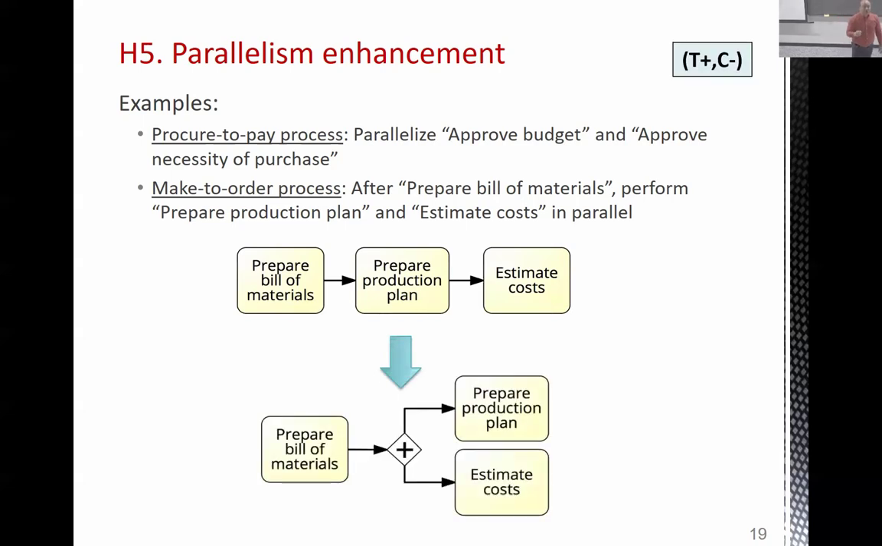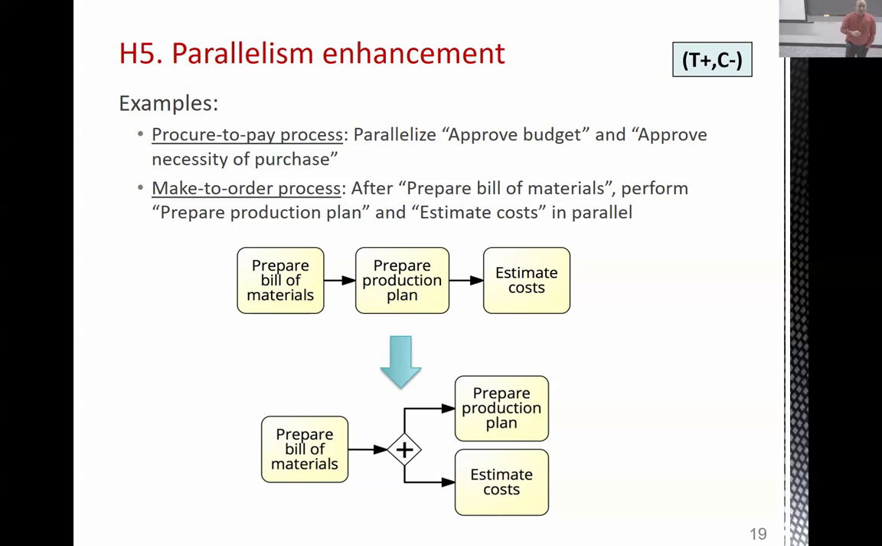So in other words, and that's what this legend at the top of the slide means, T plus C minus, it improves the time, but it does not necessarily improve the cost. In fact, sometimes making things in parallel can make the cost worse, which means it can increase costs.